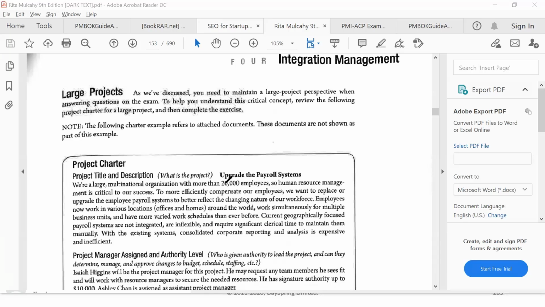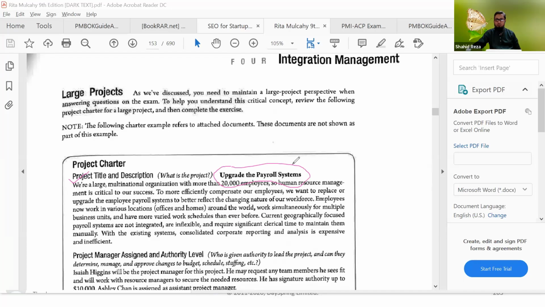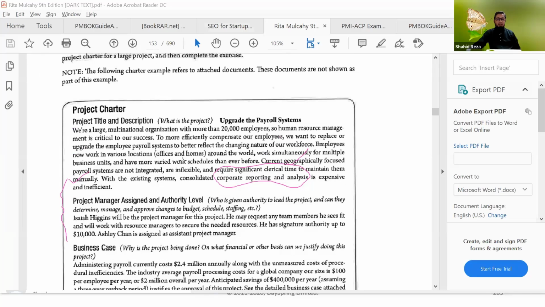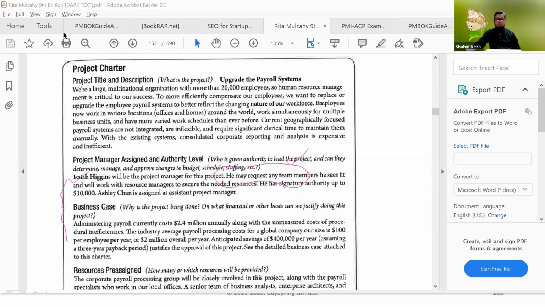Yes. All right, so you see project charter, this is a small document, and as I mentioned, this document will capture high level of everything of the project, especially see the project title: Upgrade the payroll systems, this is the project name. Then description, description in short. Then project manager assigned and authority level. Who will be the project manager? Here Ishai Higgins is the project manager, and what will be his responsibility in project and authority in the project.